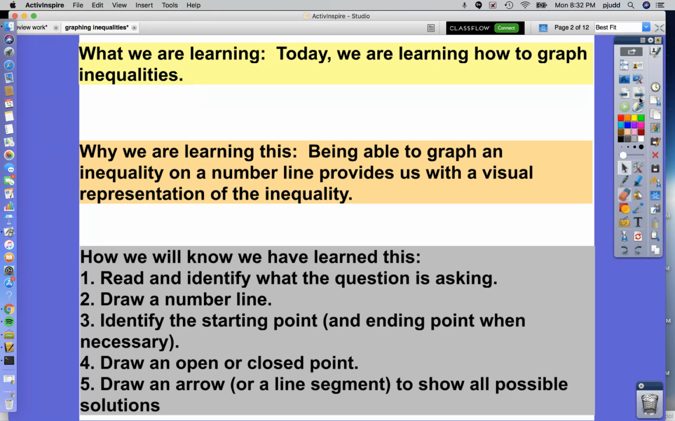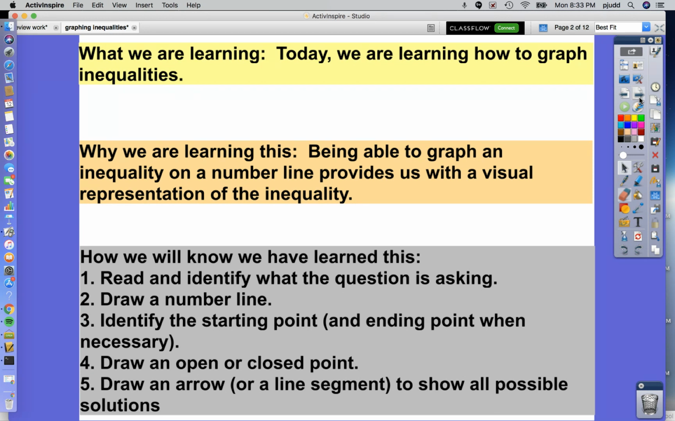Now, when I'm thinking about drawing an open or a closed point, I want you to visualize being able to hold the number in your hand that you're looking at for starting the number line and deciding, is it going to be open or closed? If that number is part of your solution and you can hold it in your hand, it's a closed number. If that number is not part of your solution and you cannot hold it in your hand, it's an open number.